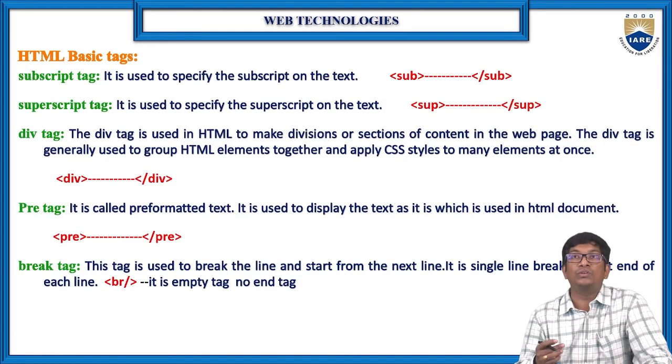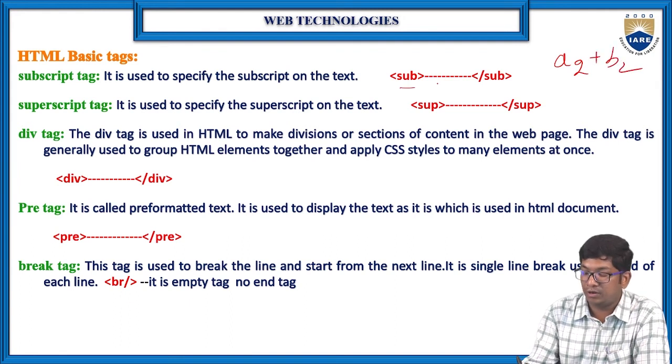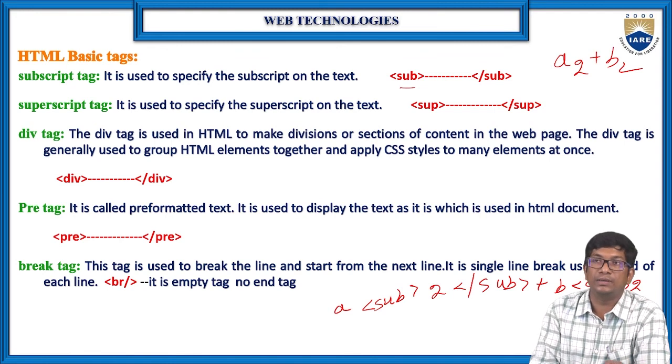As well as, we have two more basic tags, that is subscript. Suppose I want to write formulas like A2 plus B2, then you have to use subscript. How to write subscript? SUB. Suppose I want to write A2 plus B2: A, then the sub tag with 2, and close with the sub end tag, plus B, sub, 2, and then end sub. So by using subscript, we can write formulas like A2 plus B2.